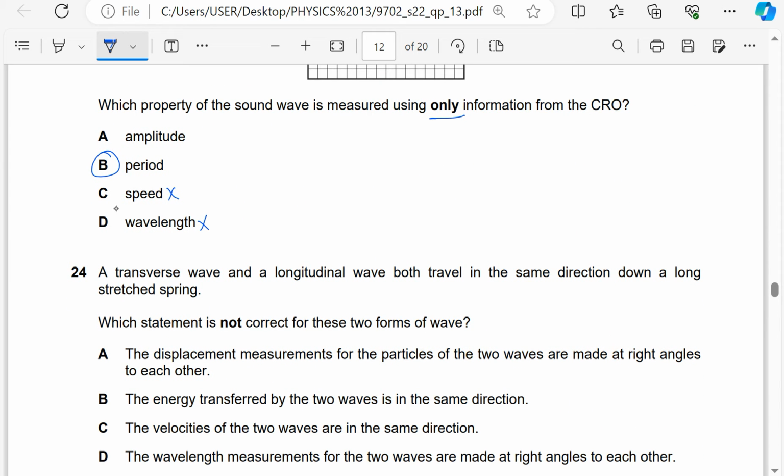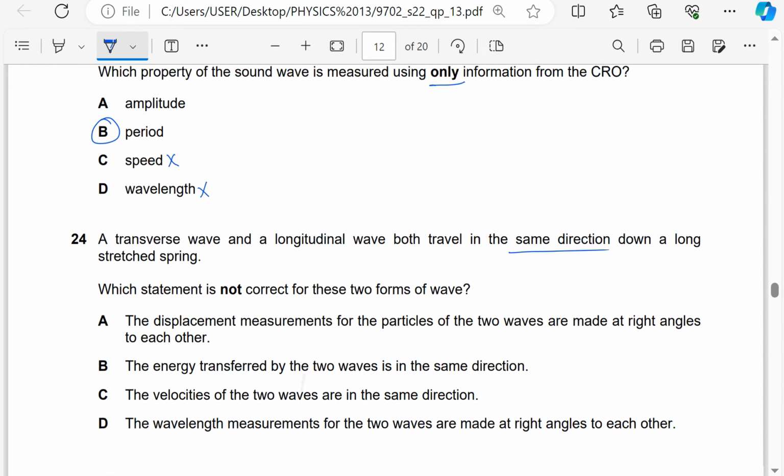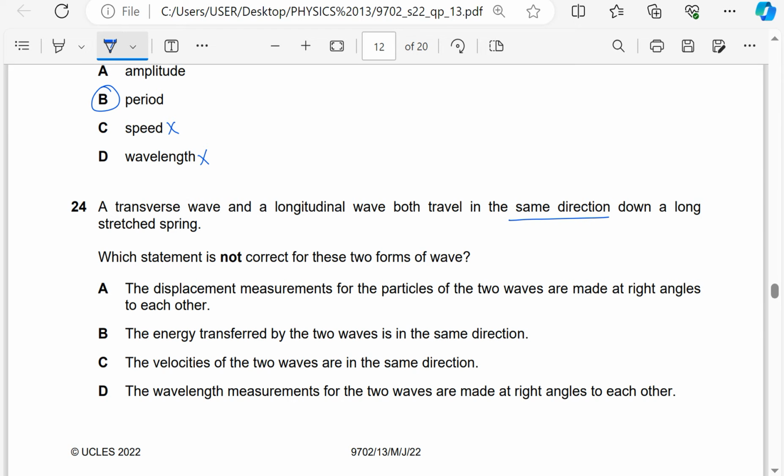A transverse wave and a longitudinal wave both travel in the same direction down a long stretched spring. Of course, for the transverse wave, the spring moves up and down, and for the longitudinal wave, the spring coils move forward and backwards. Which statement is not correct for the two forms of waves?